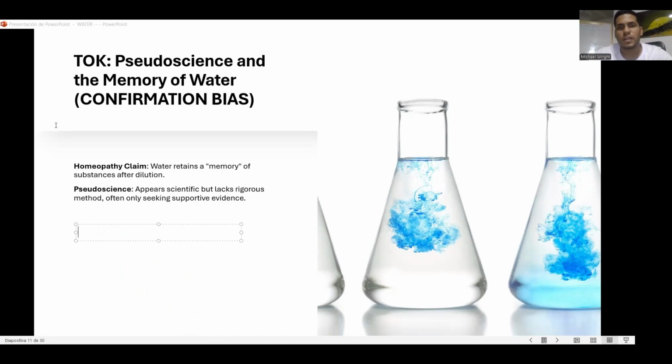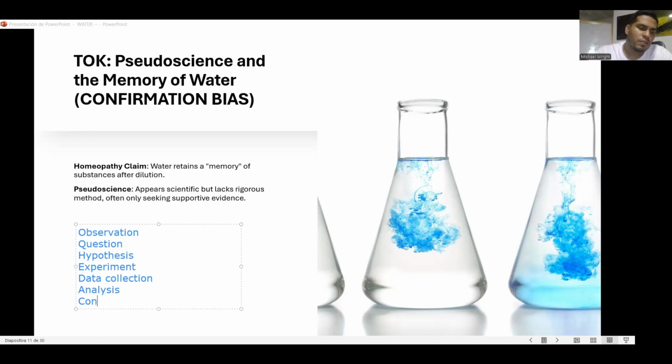So let us approach these steps. First, the observation. Then you're going to ask a question about it. You create a hypothesis. Then you perform an experiment. Then there is something called data collection: you're going to record the observations and measurements during your experiment. Then you're going to analyze that information, you're going to arrive at a conclusion, and finally, you will report it. Those are the steps we have when talking about the scientific method.